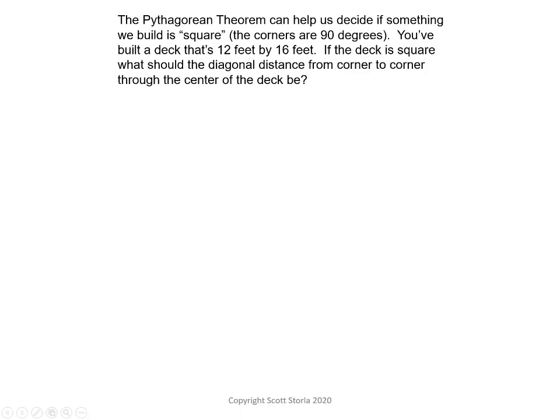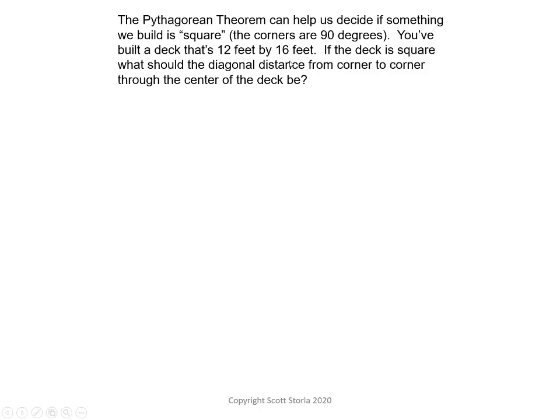One of the uses for the Pythagorean theorem is to decide if something is square. Square means you have 90-degree angles. So say you're building a deck, you'd really like the deck to be square. And that's what we've done here.